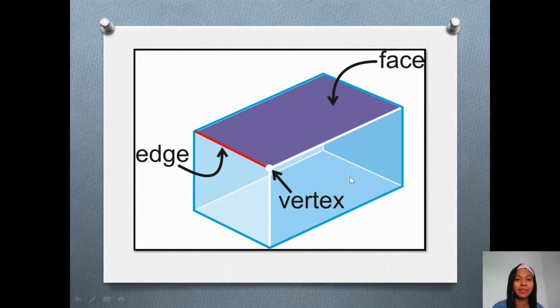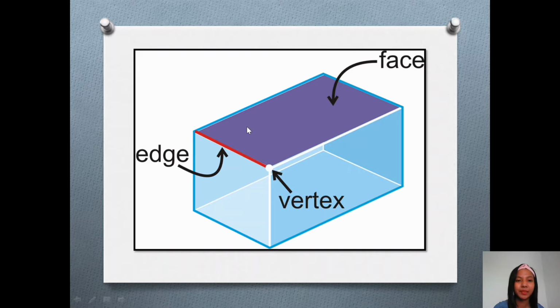A vertex is a point where two edges meet. For example, this one is an example of a vertex. This is an edge, and another edge, and they meet at this point. So this is called a vertex. Now you know the face, the edge, and the vertex of a solid figure.